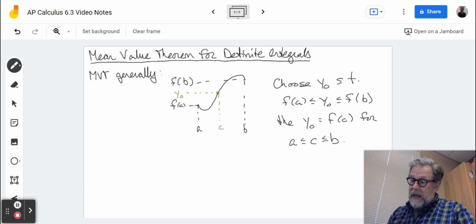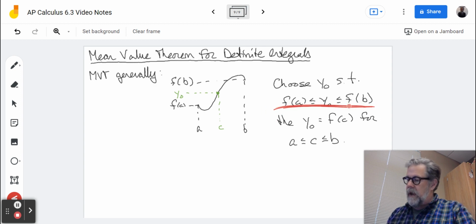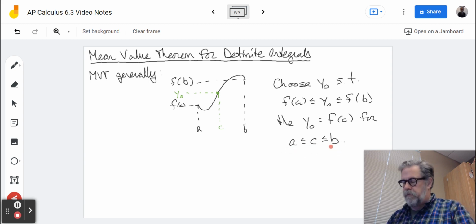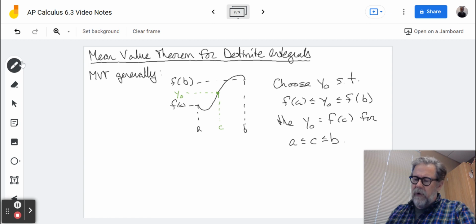The mean value theorem says that if I've got some function, y equals f of x, and I've got an interval between a and b, and I've got f of a and f of b, if I choose some value y sub 0 that is in the interval f of a to f of b, in other words, f of a less or equal to y sub 0 less or equal to f of b, then there must exist a value of c such that y sub 0 is equal to f of c, and c has to be in the interval ab.